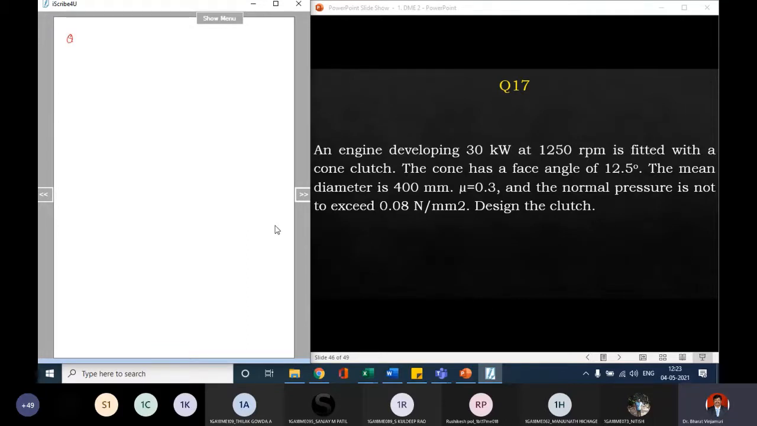Question number 17. The engine developing 30 kilowatts, so once again power, capital N, is 30 kilowatts at 1250 rpm, small n is 1250 rpm. It is fitted with a cone clutch. The cone has a face angle of 12.5 degrees, alpha is 12.5 degrees. I have already told you in the starting classes that this semi-cone angle is also called the face angle or pitch angle. The mean diameter is 400 mm, Dm is equal to 400 mm, mu is 0.3, and the normal pressure is not to exceed 0.08 Newton per mm square. So pressure is equal to 0.08 Newton per mm square. Design the clutch. What we are supposed to do is the entire design of a clutch.